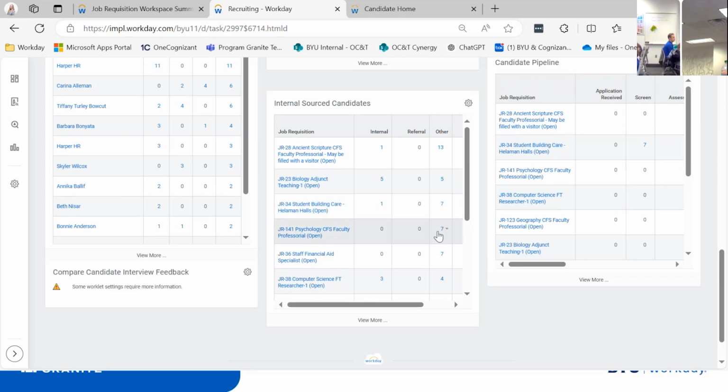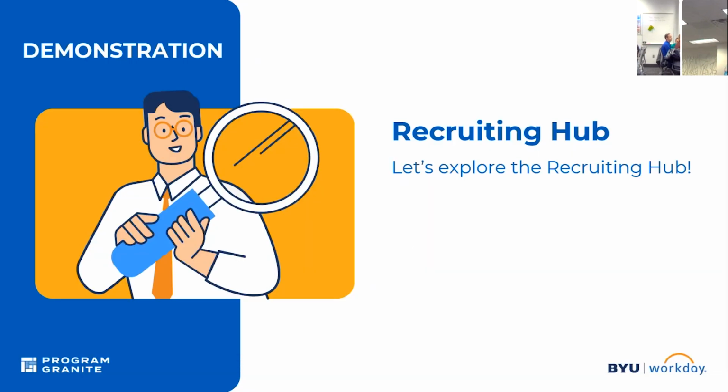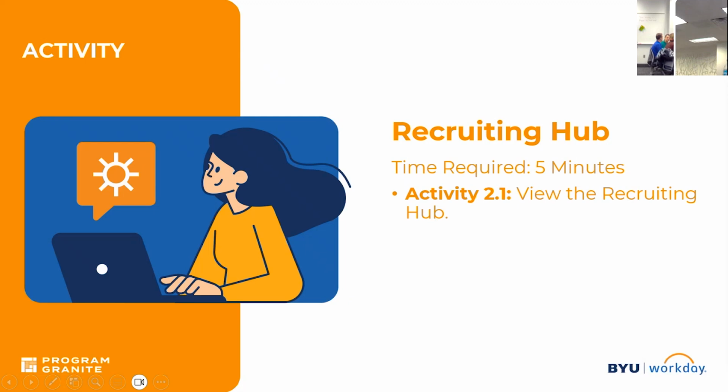Great tool. Okay, let's take 5 minutes. You guys can look through anything you want, grab water if you need water. You can do activity 2.1, exploring the recruiting hub. If you have any questions, we'll be walking around, let us know.